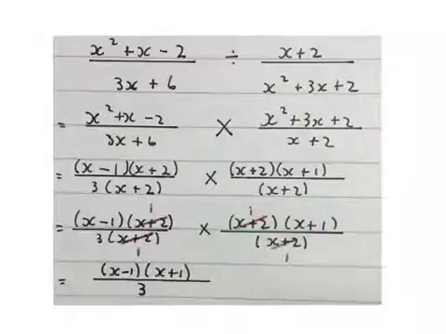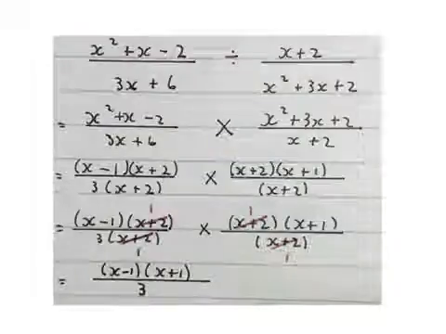Let's just summarize. We have a fraction division sum. We change the divide to a multiply and flip this one over. Then I factorize all four of the portions. After that, we cancel where we can, and then we just times the top with the top and the bottom with the bottom and write the answer.